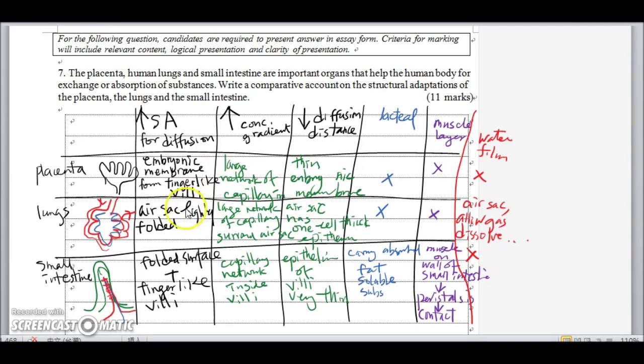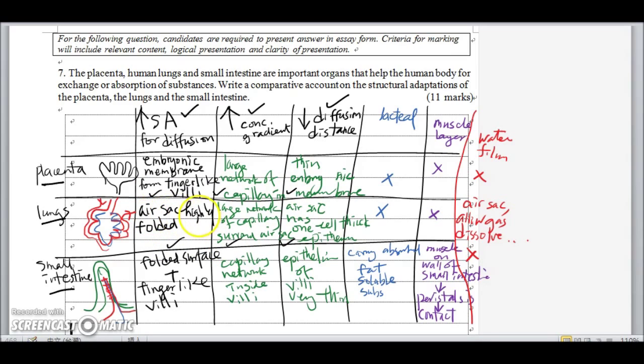So for the last essay question, we can look at the structure like this. For placenta, lungs, and small intestine, all of them have a similar situation because they are places for diffusion and exchange. They have a large surface area for diffusion. They must increase the concentration gradient, and they must shorten or lower the diffusion distance. So you mention the structure one by one, and you must state them clearly.